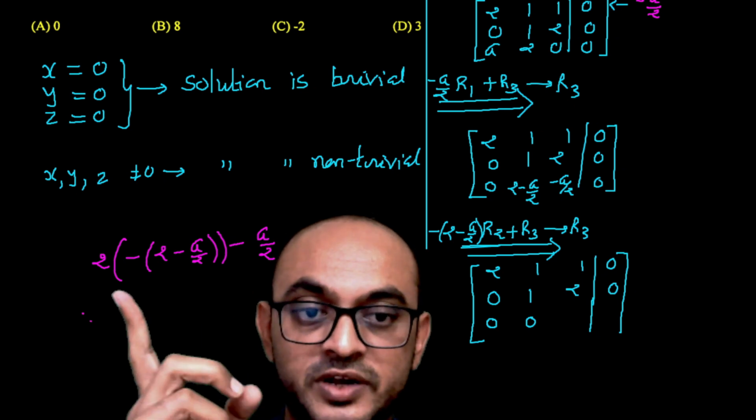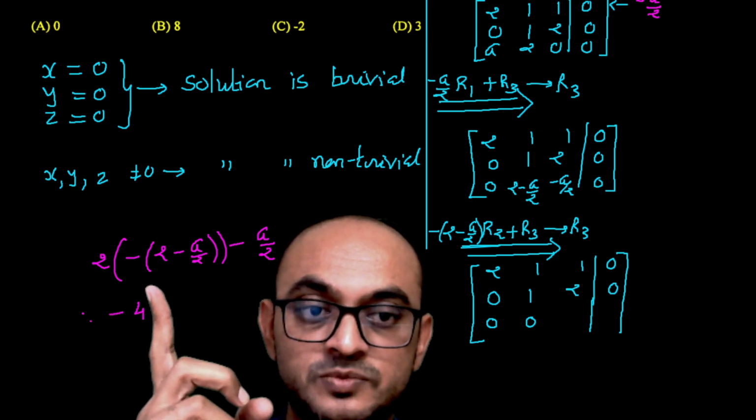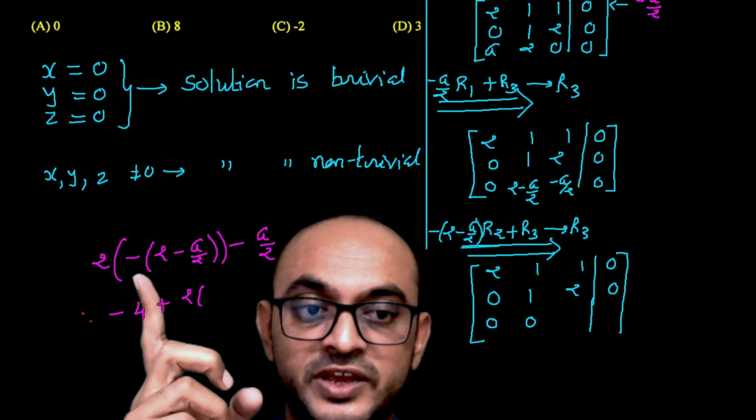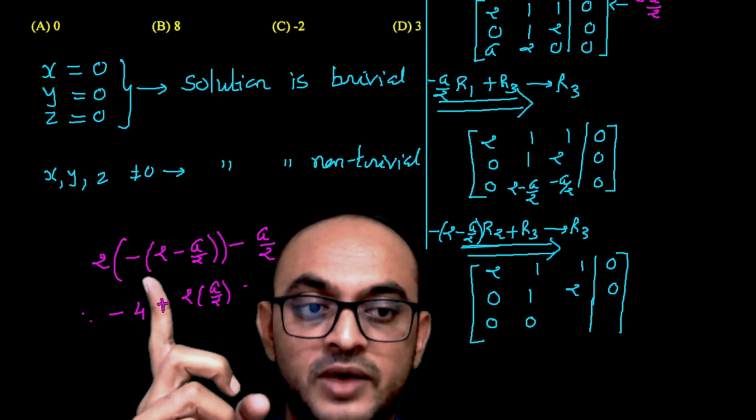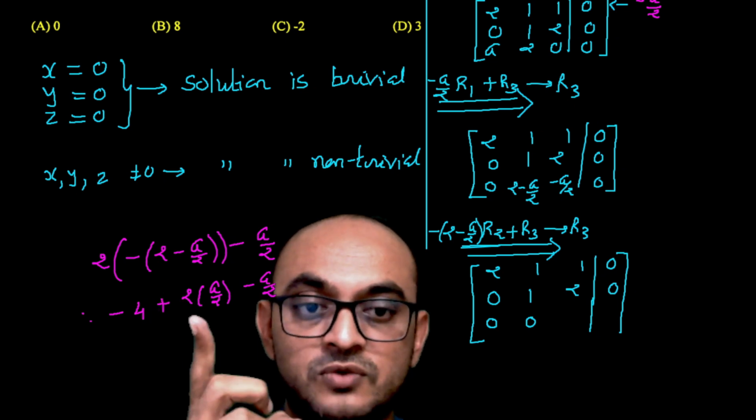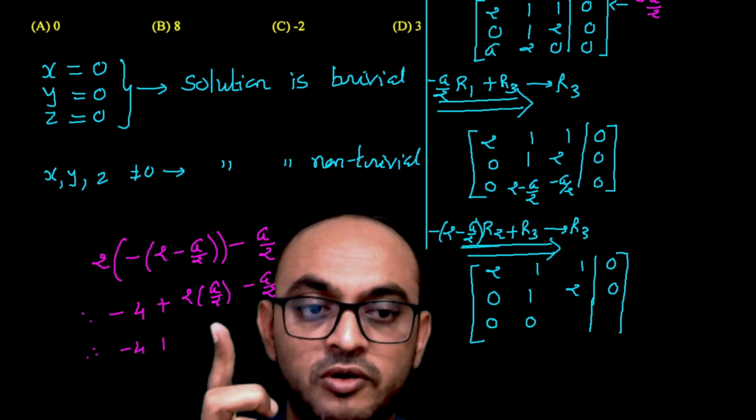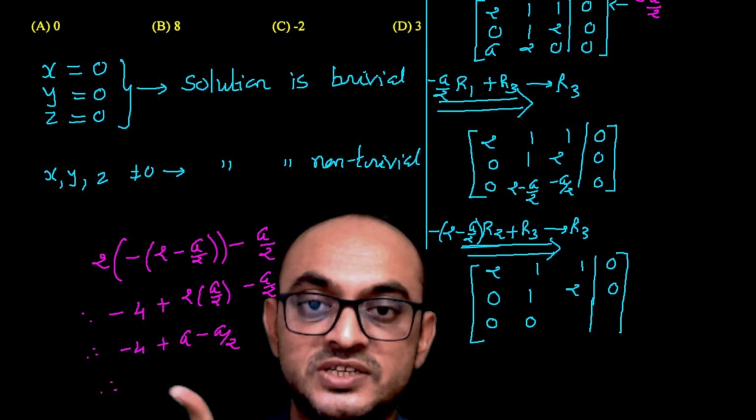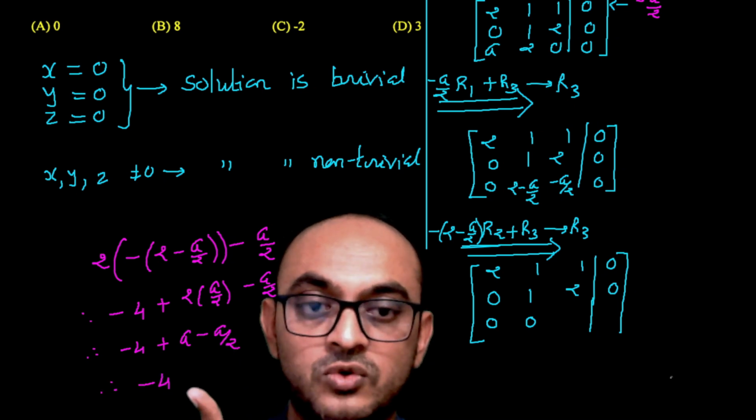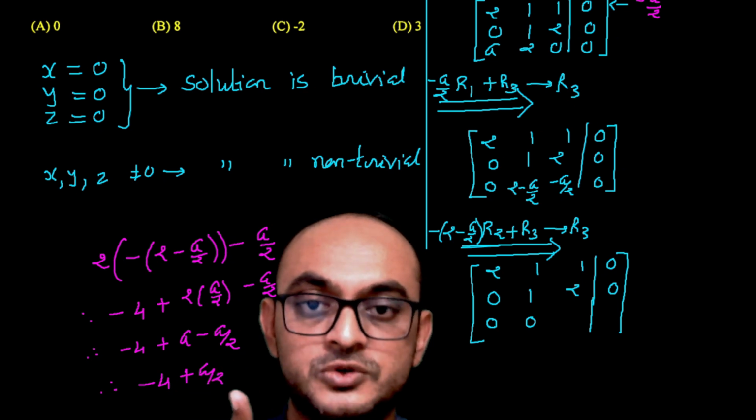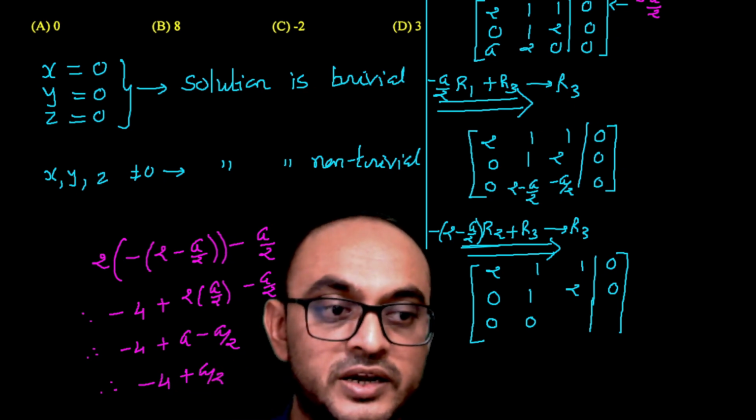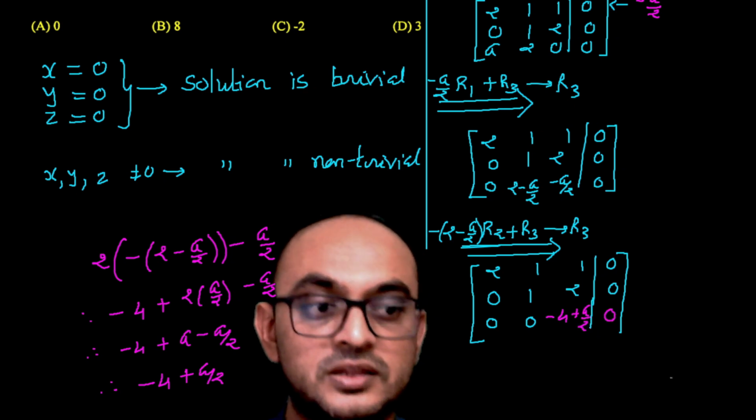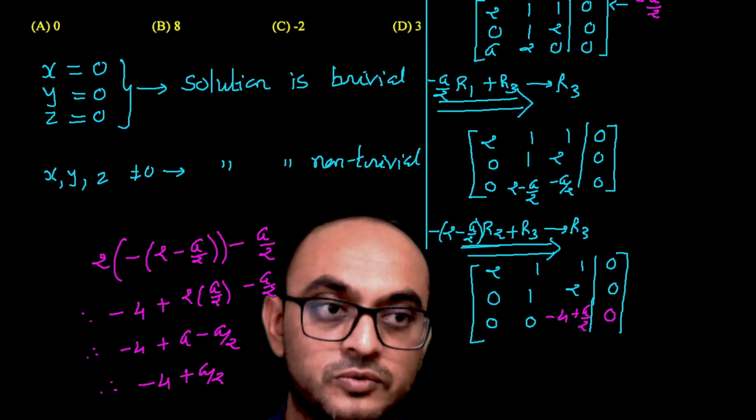And so this will become 2 into minus 2 is minus 4. This is minus minus plus 2 into a upon 2, minus a upon 2. So finally we have minus 4 plus a minus a upon 2, which is nothing but minus 4 plus a upon 2. So here it is minus 4 plus a upon 2 and the right hand side we have 0.